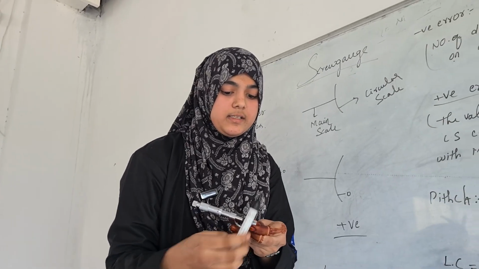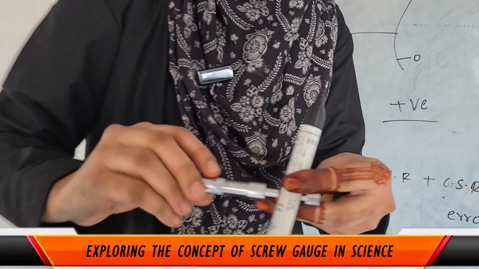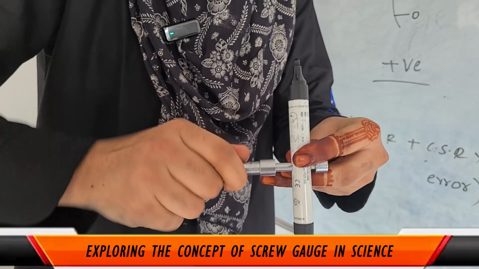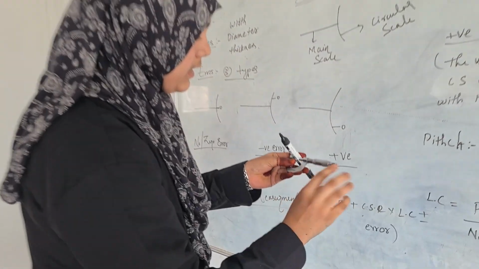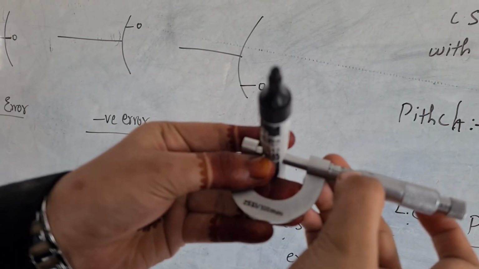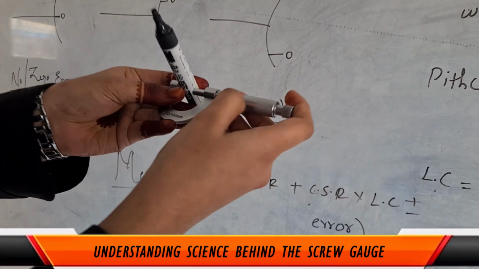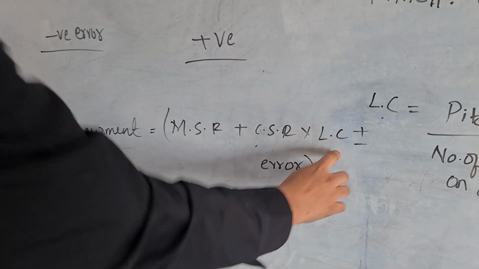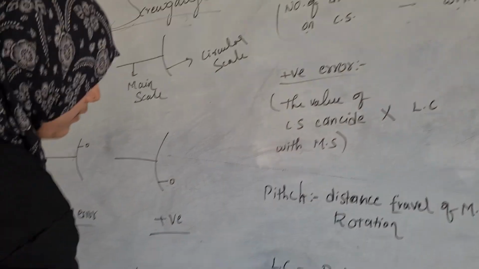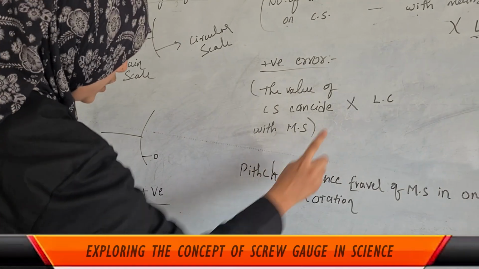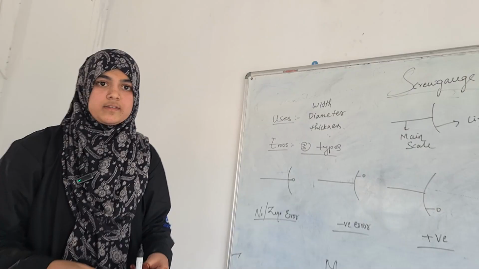We have to rotate this. It's not getting rotated. We have to keep this, for example, if we are measuring the thickness of the marker, we have to tightly rotate this. And after rotating it, we should take the main scale reading, that is known as MSR, and the circular scale reading, where the zero is coinciding on the circular scale, and we have to calculate the least count and the error. If the error is negative, we have to add it, and if the error is positive, we have to subtract it, and we can get the value of the width, diameter, or thickness. Thank you.